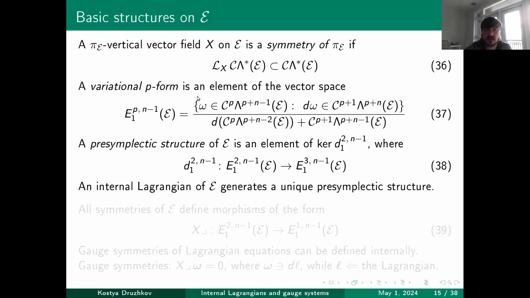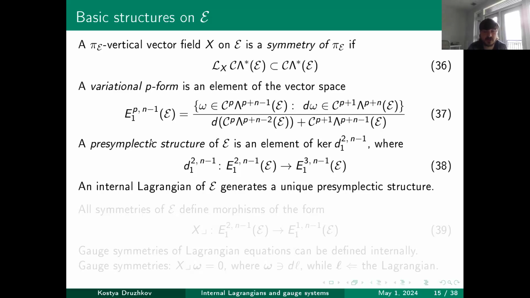A variational P form is an element of the vector space given by the formula 37. It's just Vinogradov's definition. Such vector spaces are elements of the Vinogradov's spectral sequence, are terms of the Vinogradov's spectral sequence. They belong to the first sheet of this spectral sequence, and they live in the corresponding cells. So they are variational P forms. Here we have some P times Cartan form, such that its differential becomes P plus 1 times Cartan form. And we consider them modulo elements of the sum, right? And this sum is just sum of P plus 1 Cartan form and the differential of some Cartan form.